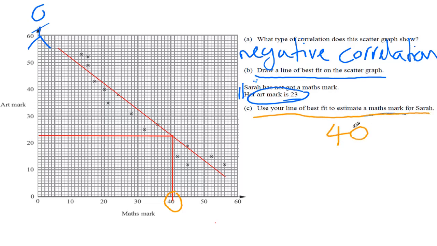Do not expect everybody's answer for that to be exactly the same. It all depends on your line of best fit.